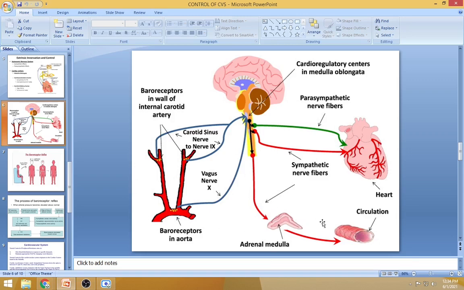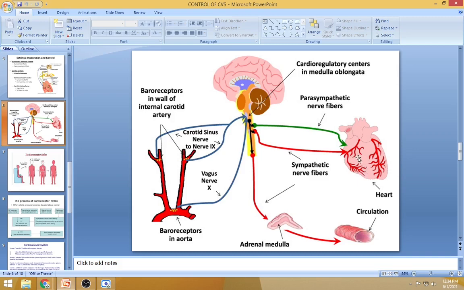So therefore we see that the cardiovascular system as a whole plays a part in the controlling of itself, because we have receptors in the heart, we have receptors in the blood vessels, and these receptors respond to a number of changes.